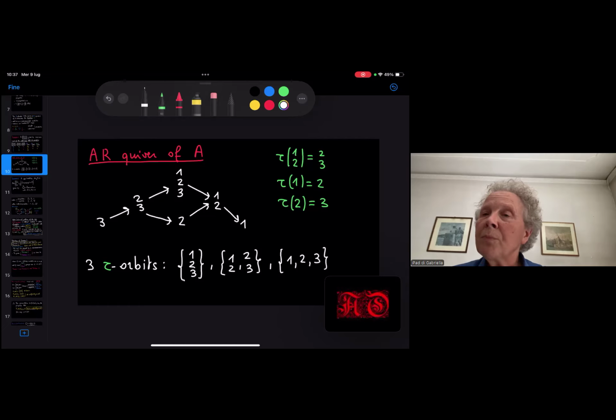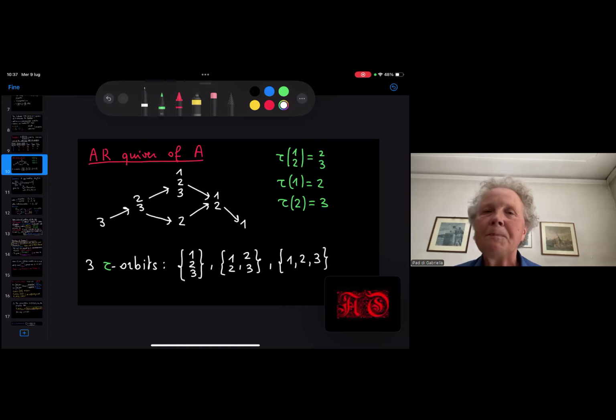The modules which are not projective are 1, 2, 1, and 2, and the action of tau is described here. So tau of m is, if it exists, if it is different from 0, the indecomposable on the left-hand side. This quiver admits 3 tau orbits with either 1 indecomposable module of dimension 3 or 2 indecomposable modules of dimension 2, 1, 2, and 2, 3, or 3 indecomposable modules, that is all the simple modules which are on the bottom.